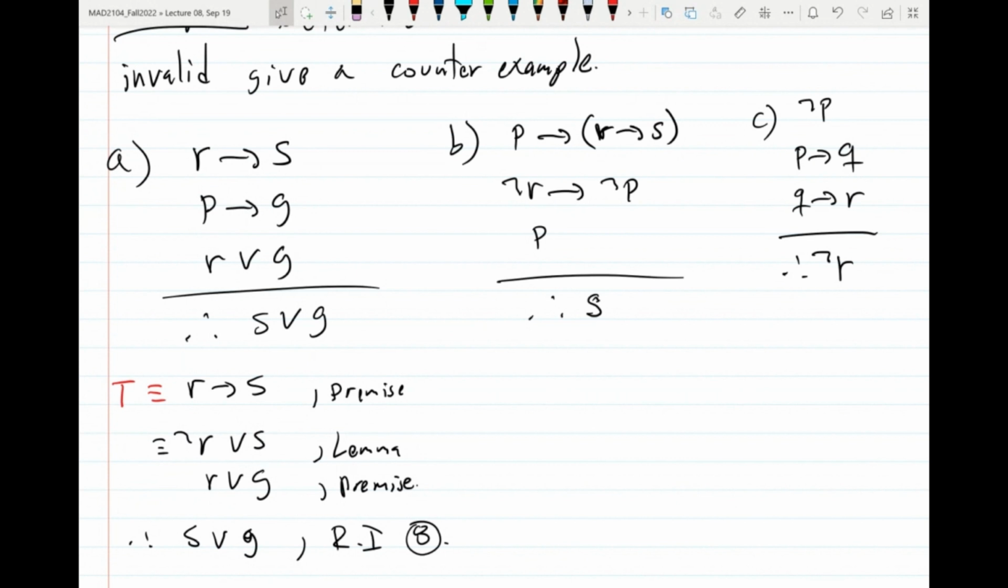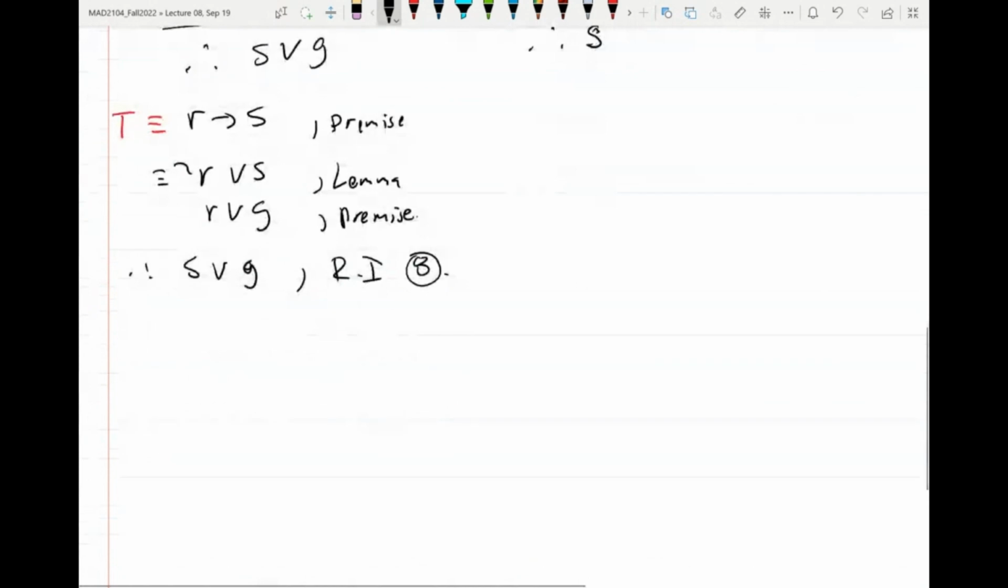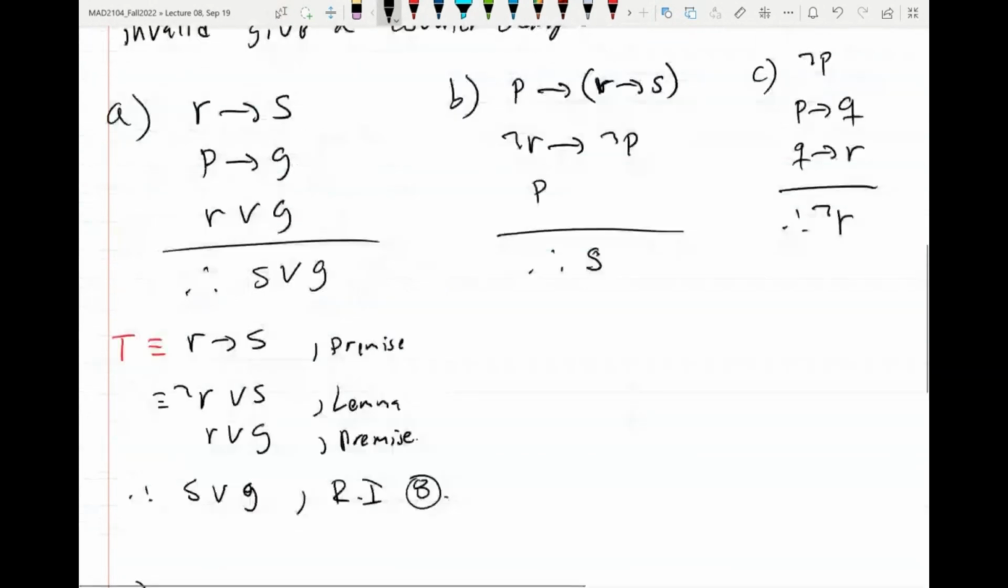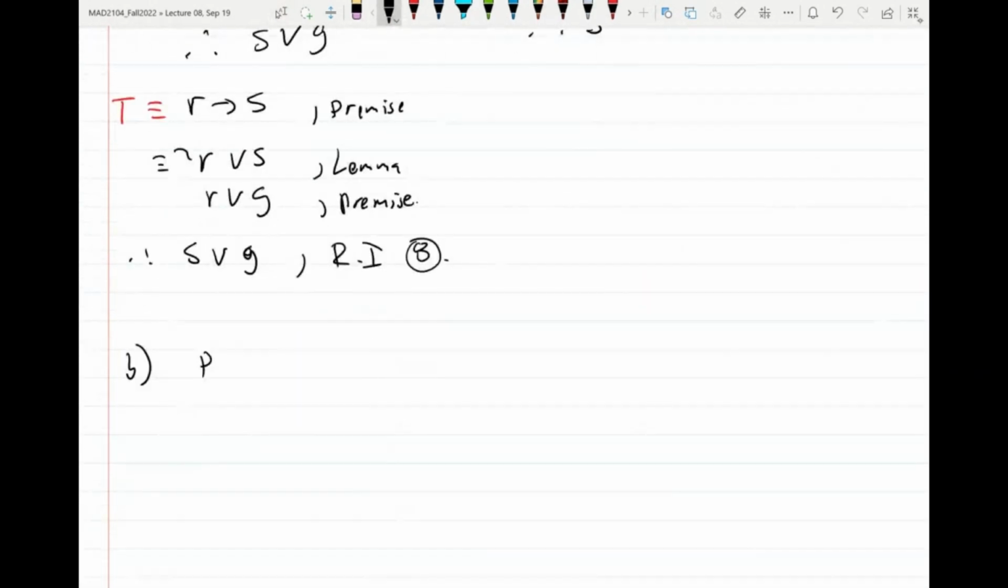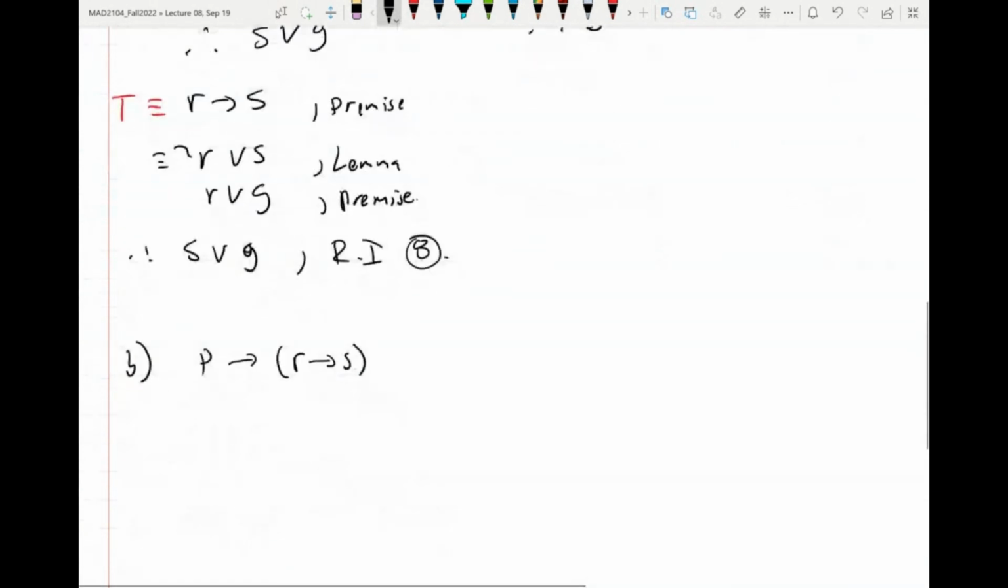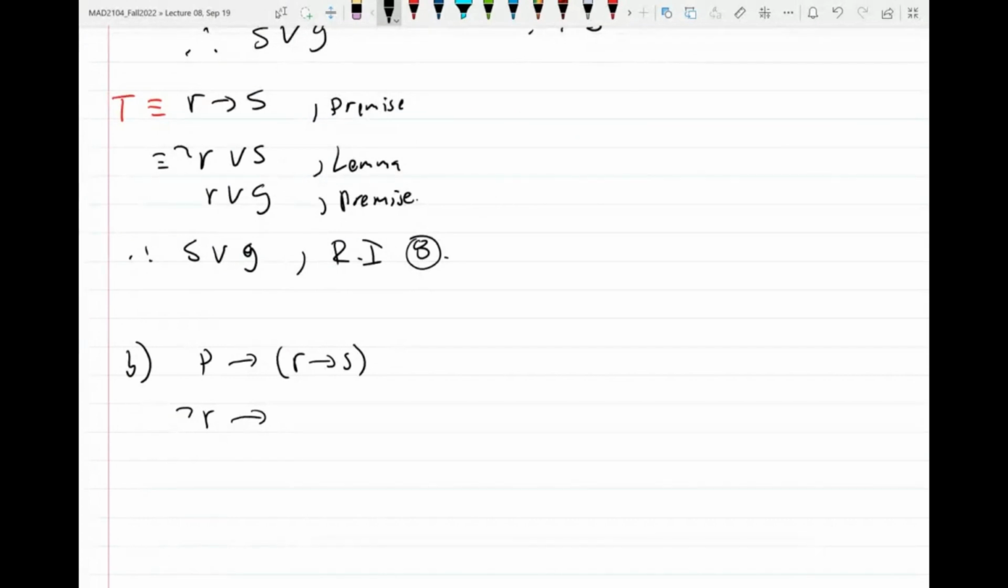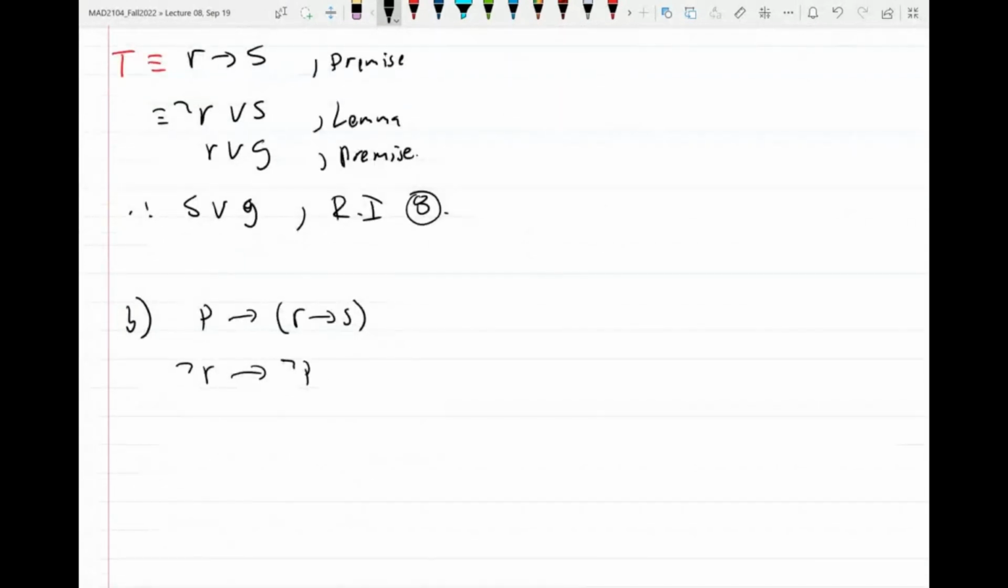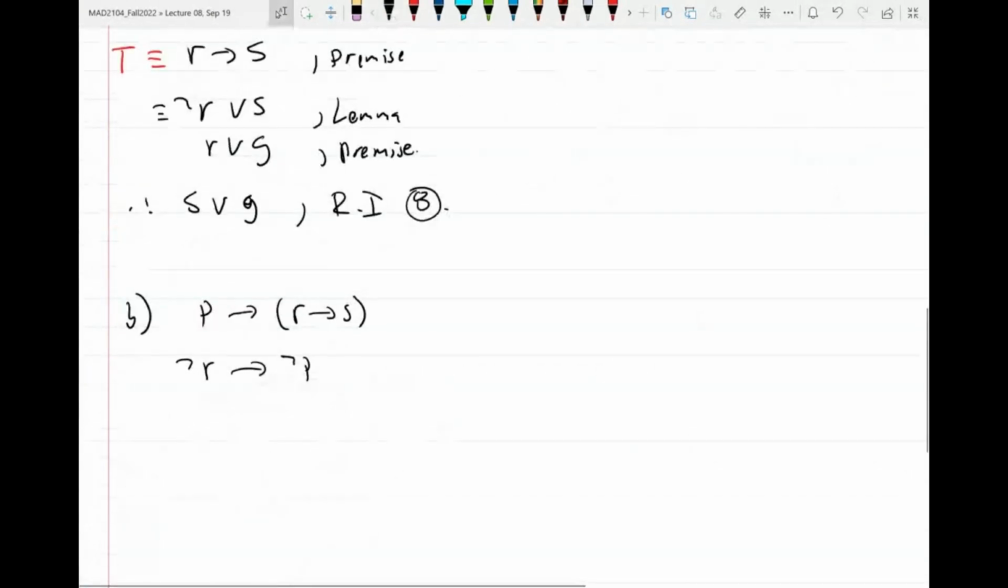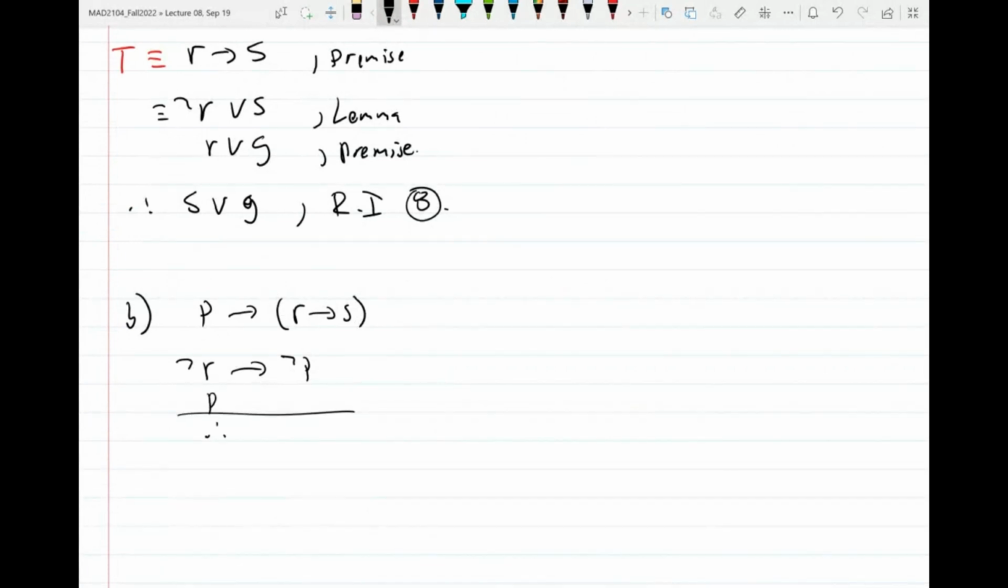Well, notice that here I have a P. Let me revise it here. The argument is P implies (R implies S), and negation R implies negation P, and P. We have all of these, therefore S. So my job is to get to S. I can do that by getting rid of P and R. So I will try to break these implications.